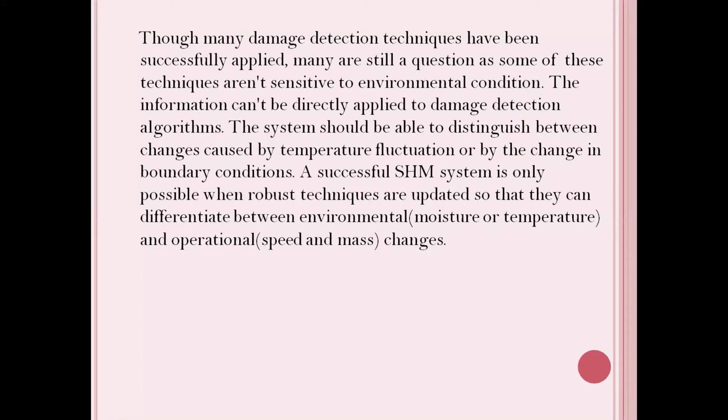Though many damage detection techniques have been successfully applied, many are still a question as some of these techniques aren't sensitive to environmental conditions. The information can't be directly applied to damage detection algorithms. The system should be able to distinguish between changes caused by temperature fluctuation or by the change in boundary conditions. A successful SHM system is only possible when robust techniques are updated so that they can differentiate between environmental, which is moisture or temperature, and operational, which is speed and mass changes.